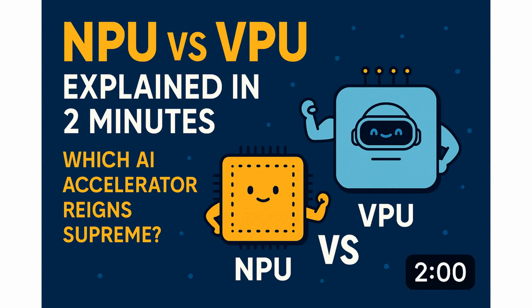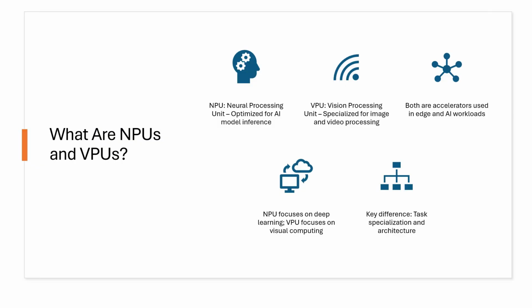Welcome. In this video, let's decode two powerful AI hardware components, the NPUs and VPUs. That is, the neural processing unit and the vision processing unit. Both will be compared. NPUs, or neural processing units, are designed for deep learning inference.